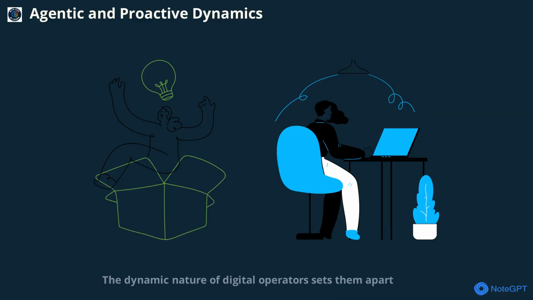The dynamic nature of digital operators sets them apart. Instead of waiting for your instructions, they identify opportunities and take initiative. For example, if your AI notices a failed online booking, it can automatically attempt to resolve the issue or suggest alternatives. This agentic behavior means your AI is always working in the background, seeking ways to make your life easier and more efficient.